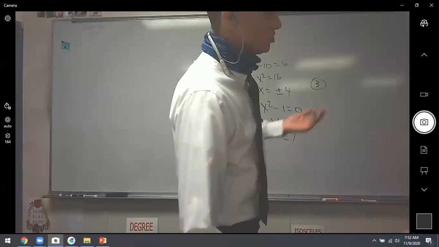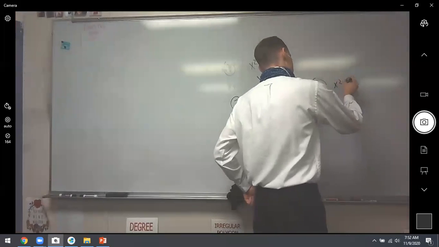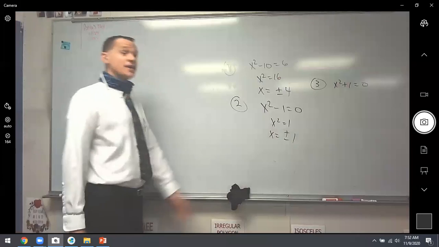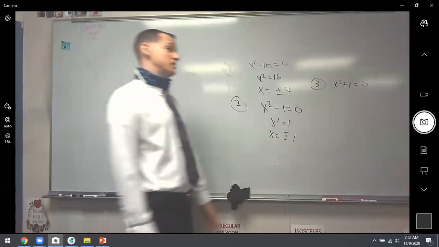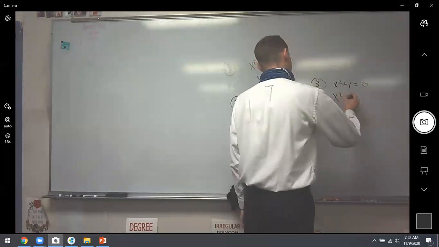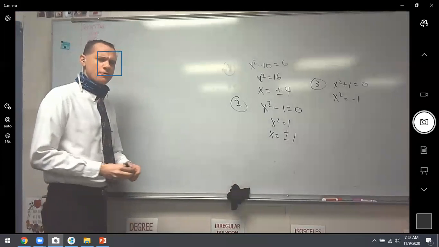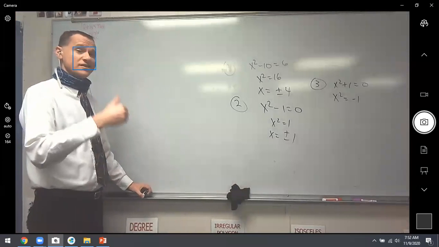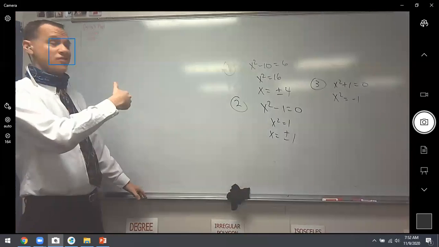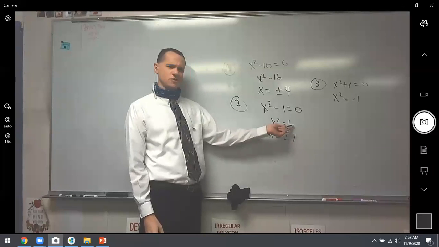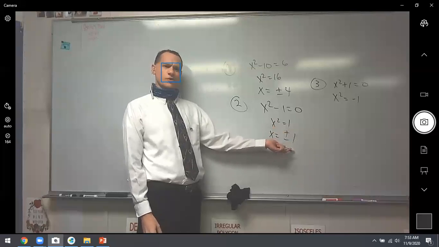Number 3 looks about the same kind of thing. X squared plus 1 equals 0. And you go down the exact same road. Let's try to get the squared thing by itself. So you subtract the 1. And now you're about to take a square root. Now, square root by definition means the number that times itself equals that thing. So when I asked what the square root of 1 was, I'm asking what numbers times themselves equal 1. 1 does, right? Negative 1 does also.